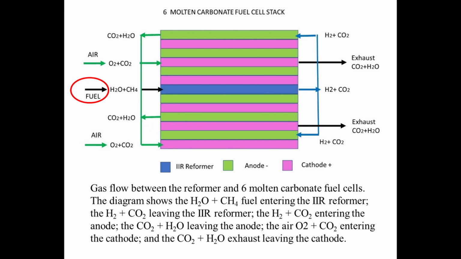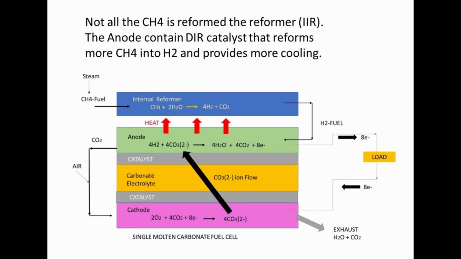The indirect internal reformer unit has 3 or 4 cells above it and 3 or 4 fuel cells below it. This internal reformer unit serves to cool the fuel cells above it and below it, much like the internal cooling layer of a PEM fuel cell stack. Not all the methane is reformed in the IIR.